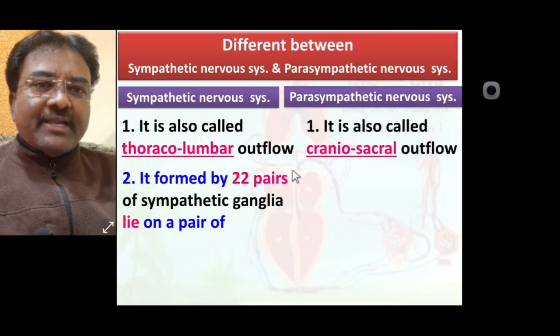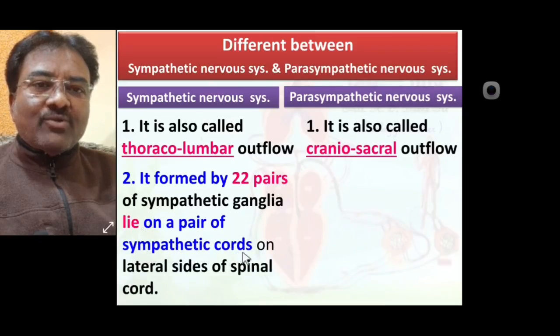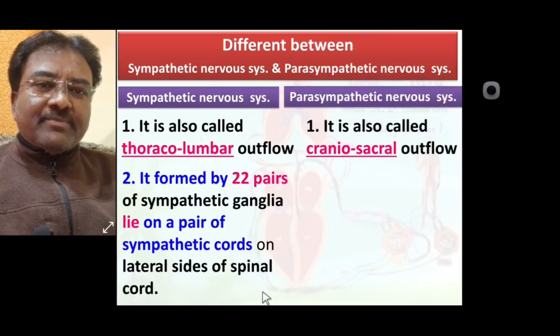Second point, the sympathetic nervous system is formed by 22 pairs of sympathetic ganglia. These lie on a pair of sympathetic cords on the lateral side of the spinal cord in the vertebral column, meaning the spinal cord is present in the neural canal of the vertebral column. So right and left sympathetic cords are present, and on the cord there are 12 pairs of sympathetic ganglia.